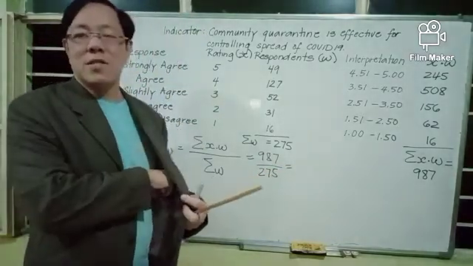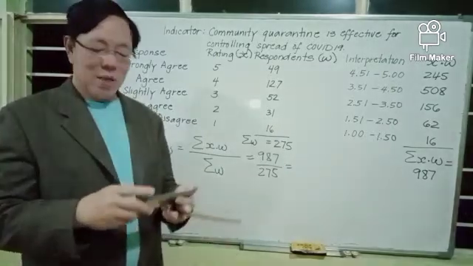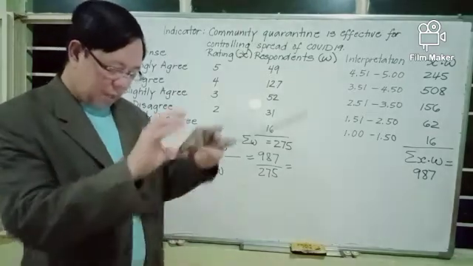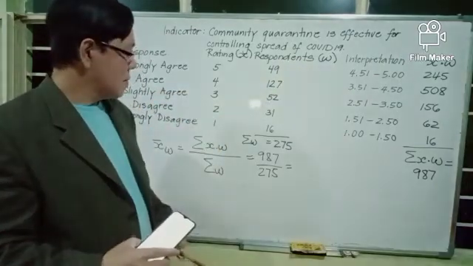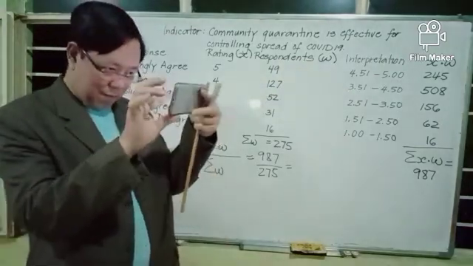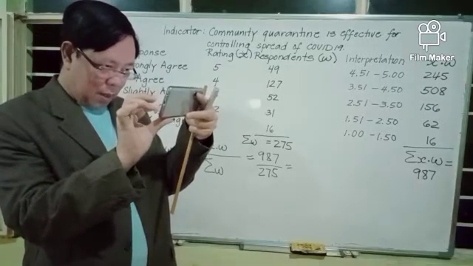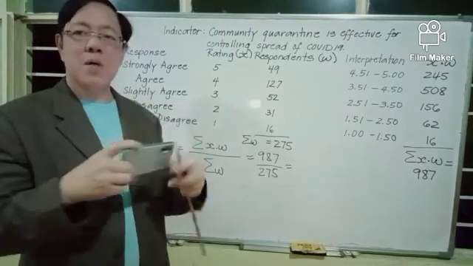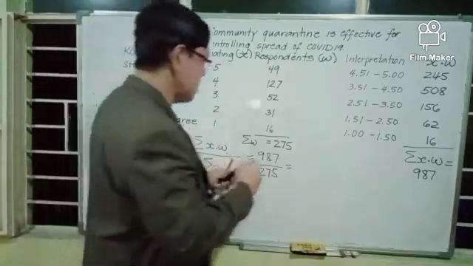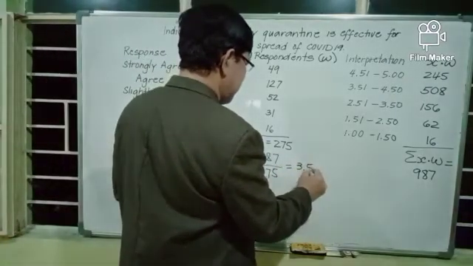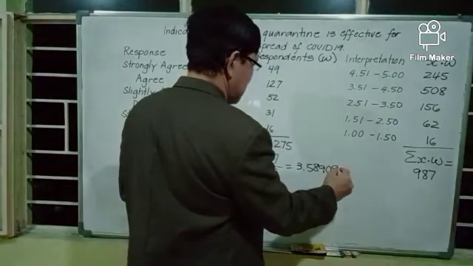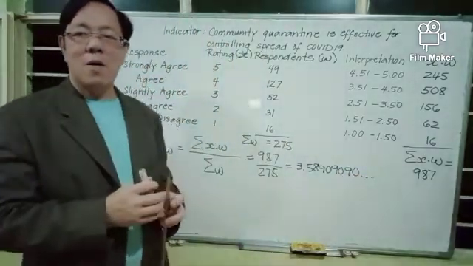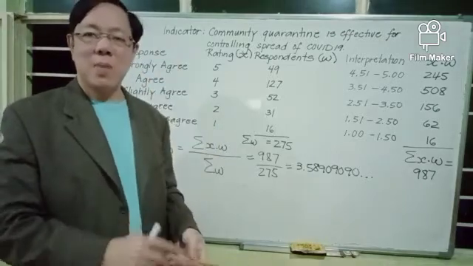And you divide that and you round off your answer to 2 decimal places. We have 987 divided by 275. And you should get 3.5890, with 90 repeated without end. Now we round this to 2 decimal places.